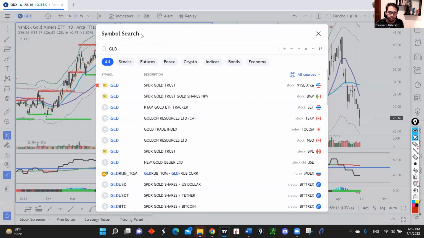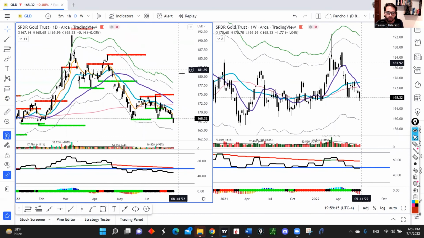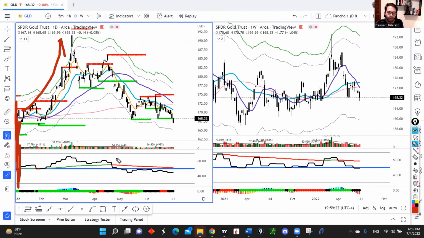And then let's take a look at GLD, which is gold. And you can see the same thing, right? We had a move in the trend oscillator right here. We had a beautiful move to the upside. And now we're having the trend oscillator going the other way. And now we're starting to have a pretty strong move to the downside.